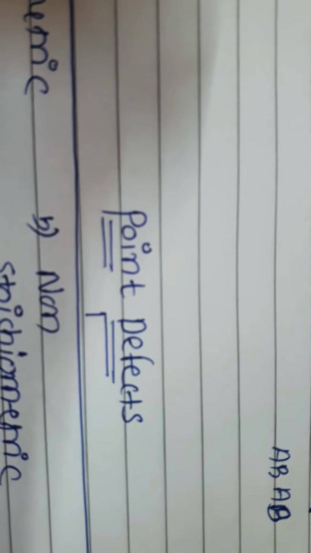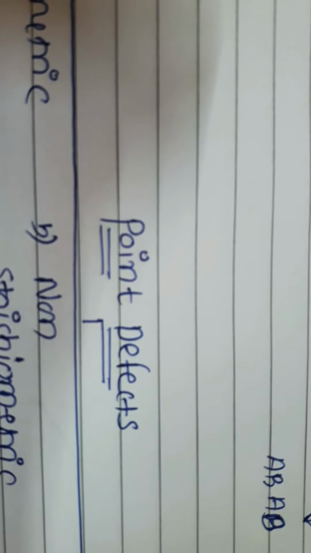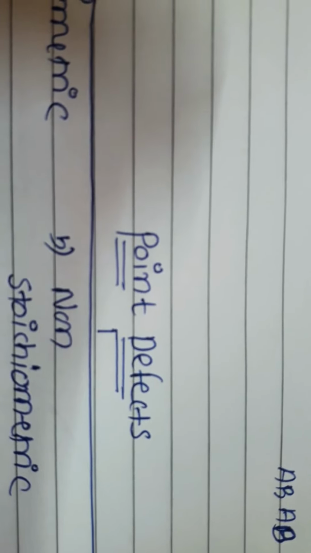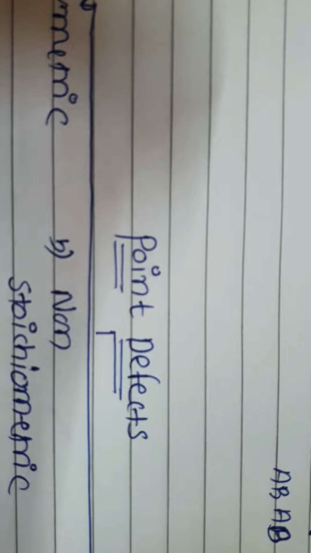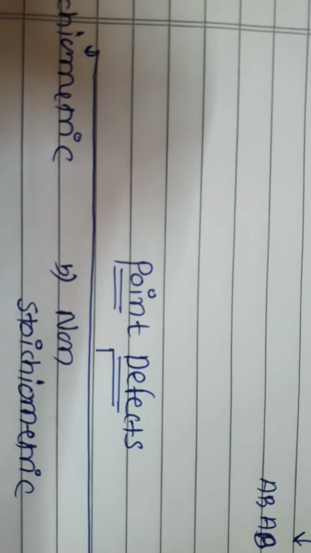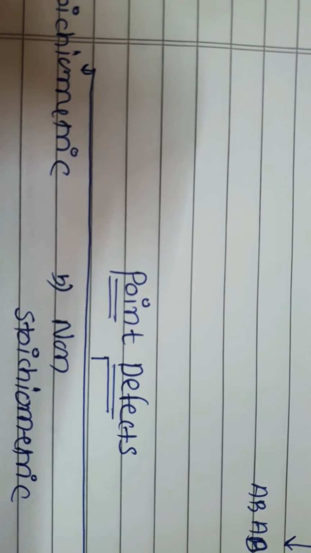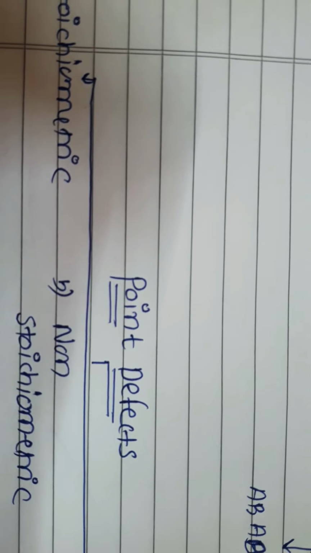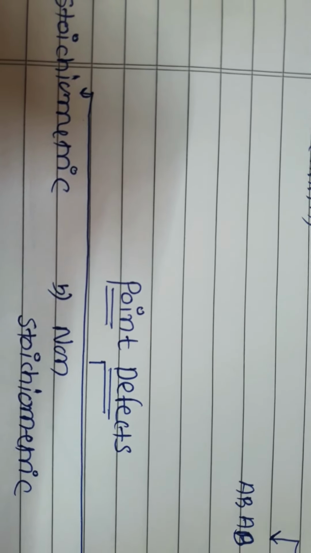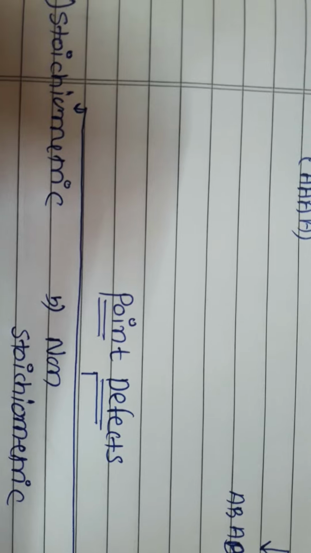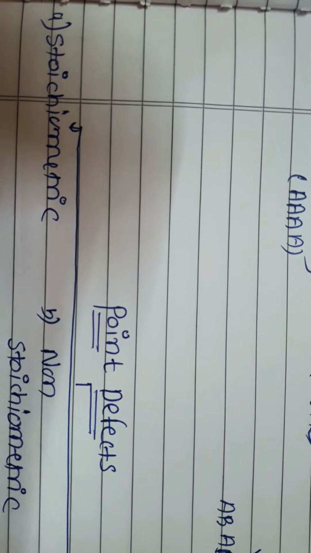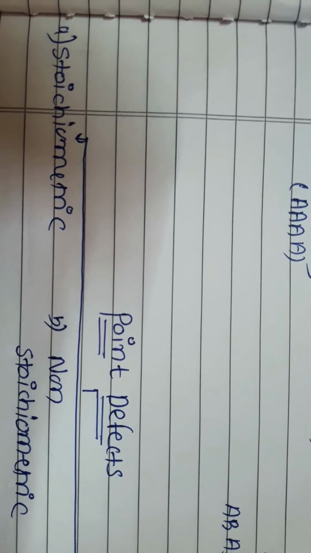Now the next point is point defects. A point defect arises due to irregular arrangement of particles in the lattice points. Real, naturally occurring crystalline substances do not have a perfect crystal structure, so they have some disorder or are not regular. This irregular arrangement of particles in a solid is called a defect.